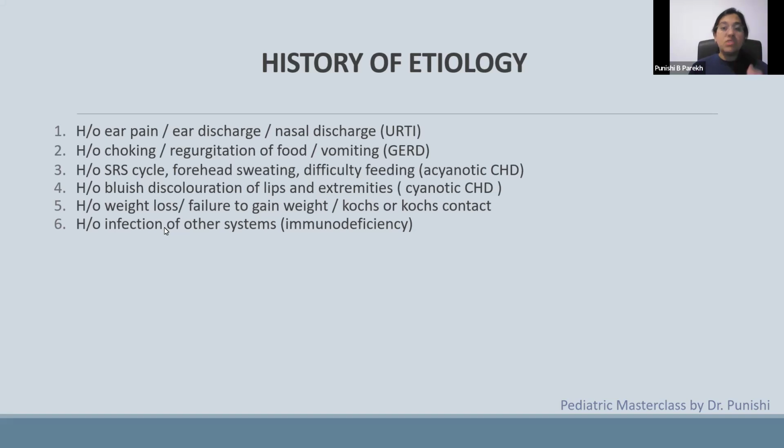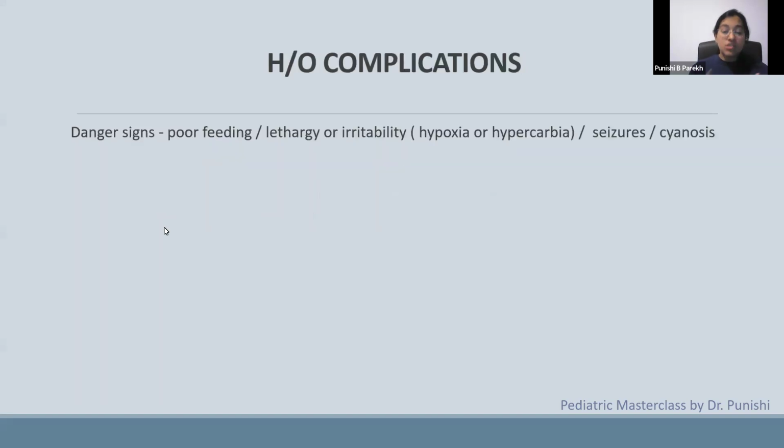So after history of etiology, we look at history of complications. So danger signs is something that needs to be looked out for in all patients who present to us. So what danger signs will you ask for? Whether the child is poor feeding, vomiting, lethargy, or irritability. Now, irritability could be either because of hypoxia or hypercarbia. When you have low oxygen, it can also predispose to seizures because of cerebral hypoperfusion. And whether the child has cyanosis, which again indicates impending respiratory failure.